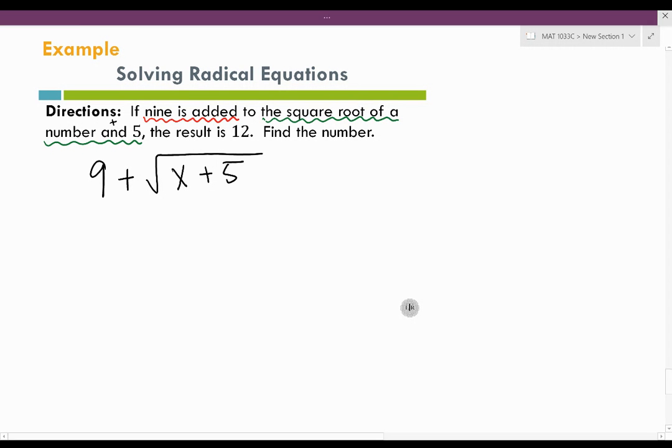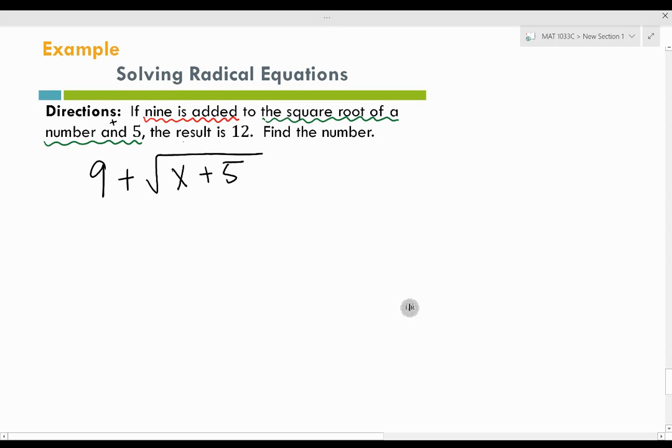Then the next part says the result is 12. Is is a keyword for equals. So we're going to write equals 12. Then it says to find the number.